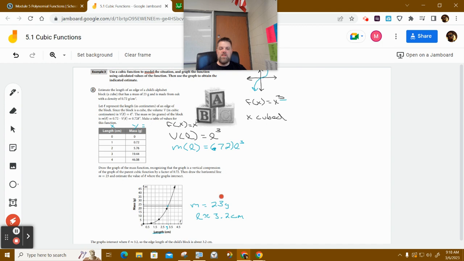That's all they do. So the transformation was that the mass is equal to a vertical compression of the original function of the volume. And basically what we're doing is calculating the mass based on the length of the object, of the cube.